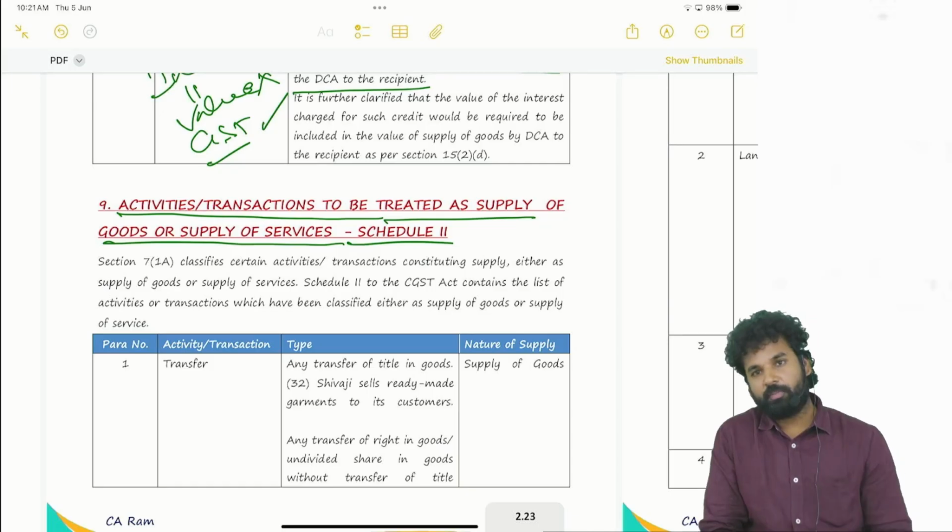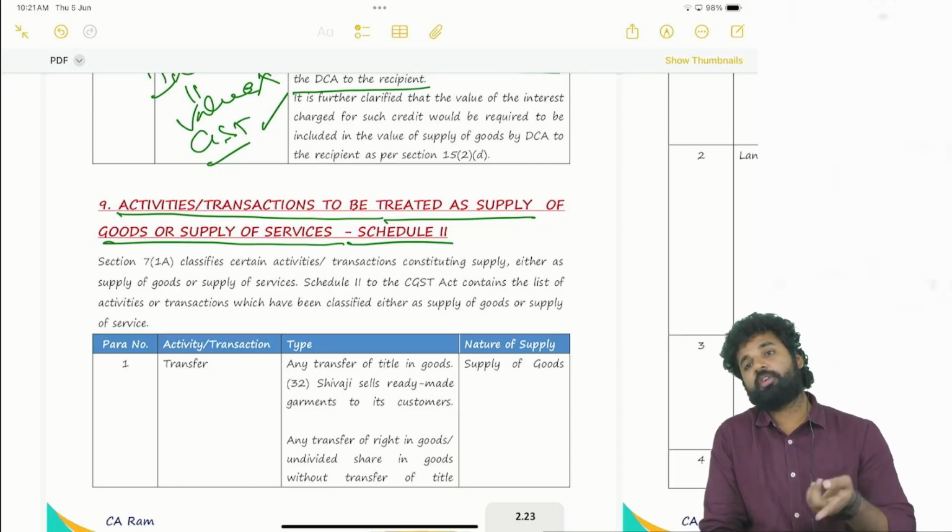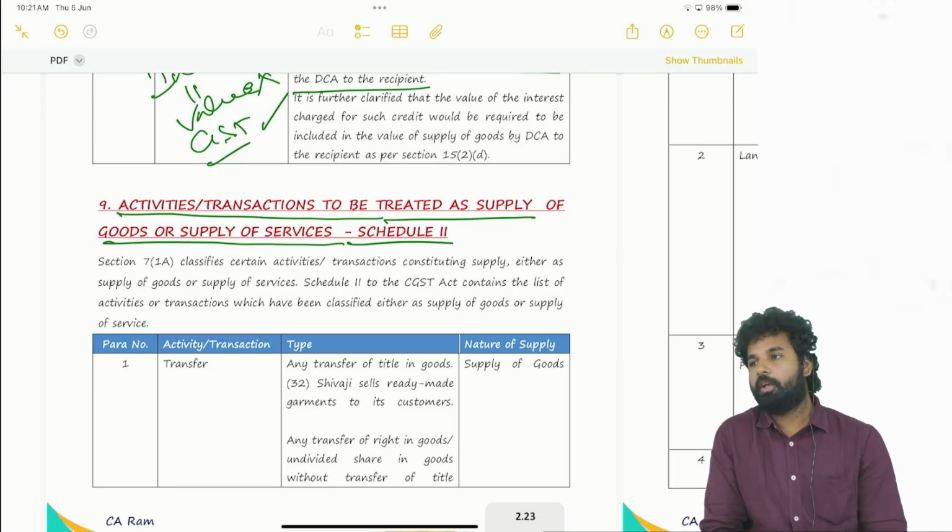Now in this regime, a restaurant shall be treated as supply of service, even though goods may be involved in that. If it is a restaurant activity, then it shall be treated as supply of service.